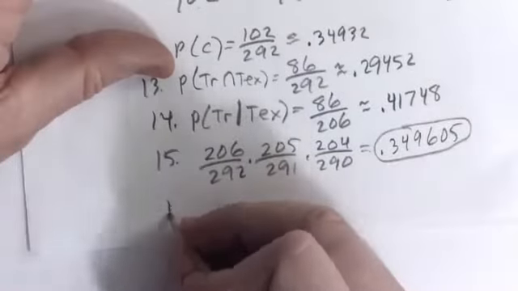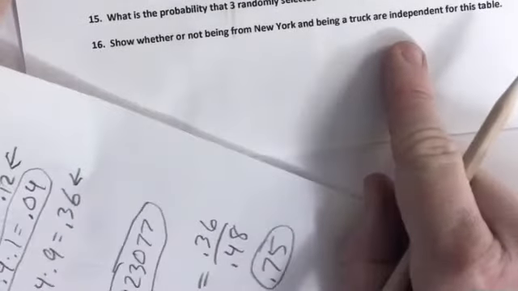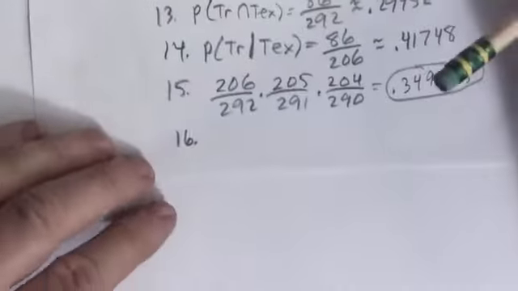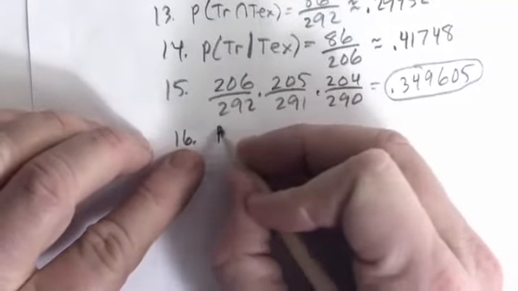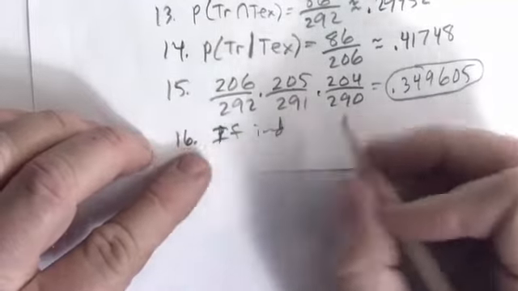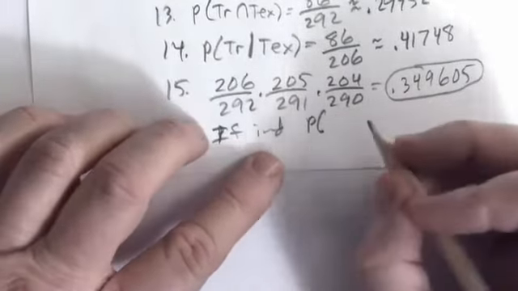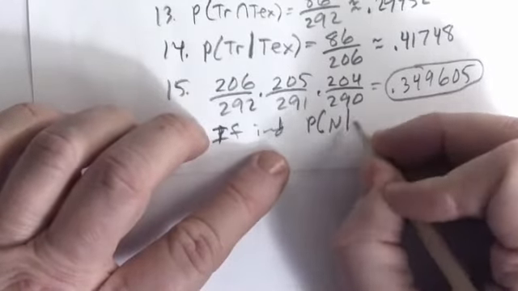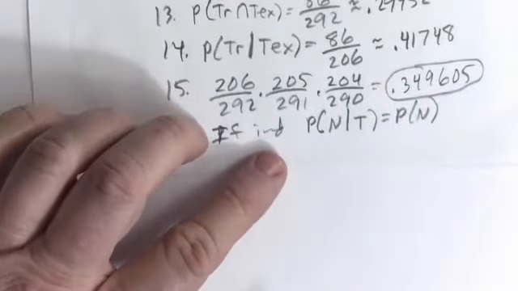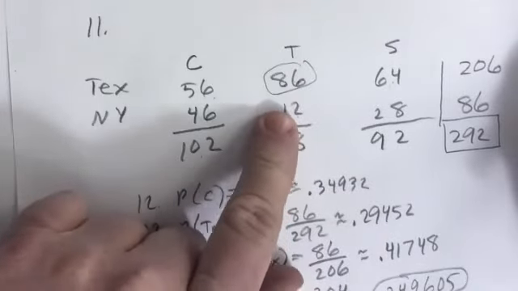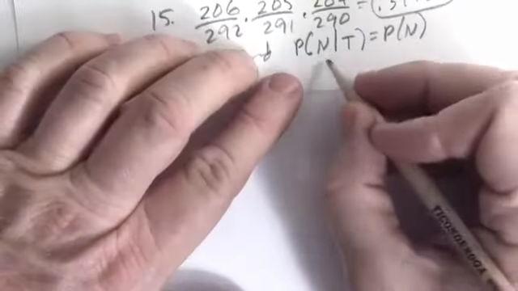And lastly, number 16, show whether or not being from New York and being a truck are independent on this table. Okay, so one way of showing independence would be to say, well, if they're independent, the probability of one given the other, let's say New York given truck, is just going to equal the probability of the first thing. That's one way to show it. And so the probability of New York given truck, well, given truck, the probability it's from New York would be 12 out of 98.